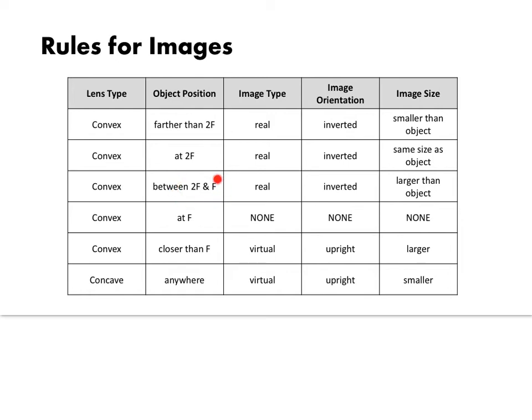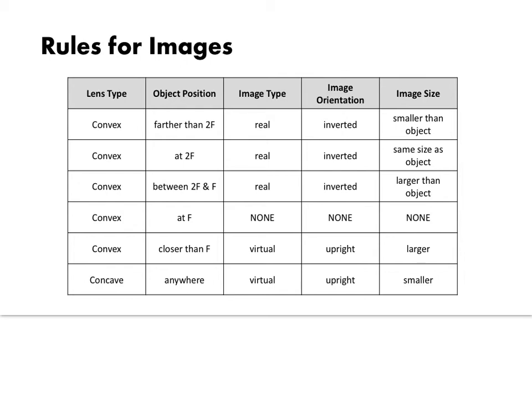As you go between 2 focal lengths and right at the focal length, then the image becomes larger than the object itself. Notice for all of these, you have a real image and it is inverted. Real images are always inverted.